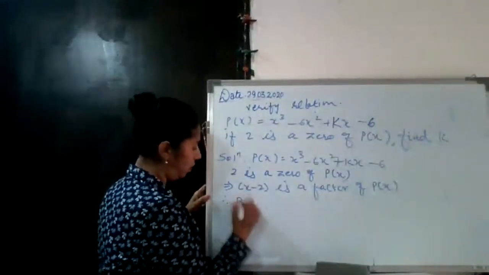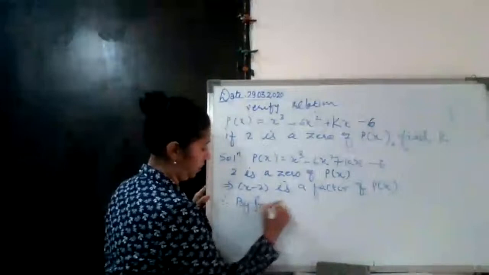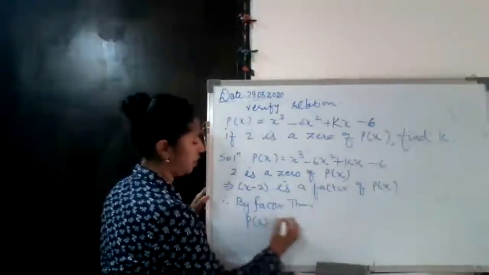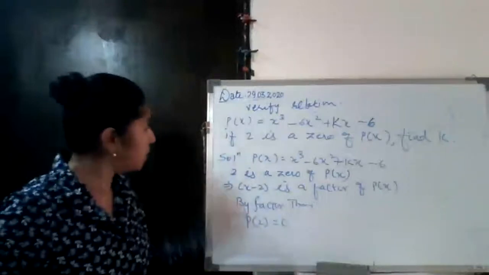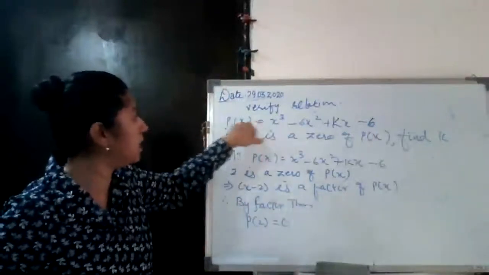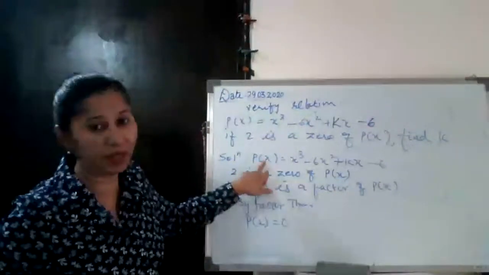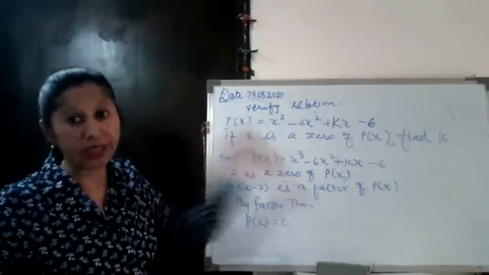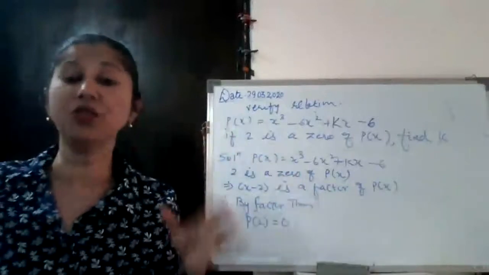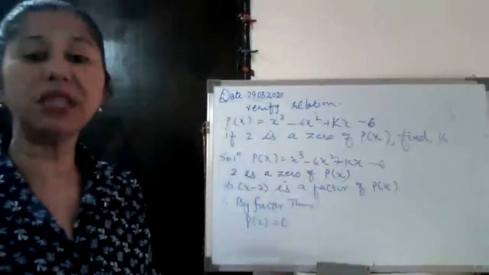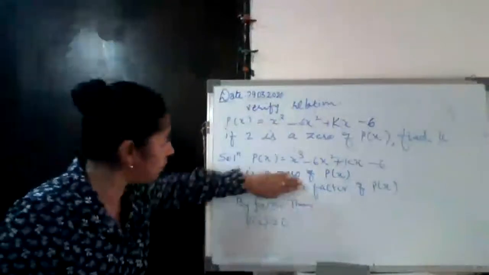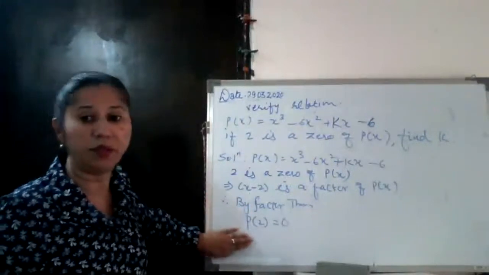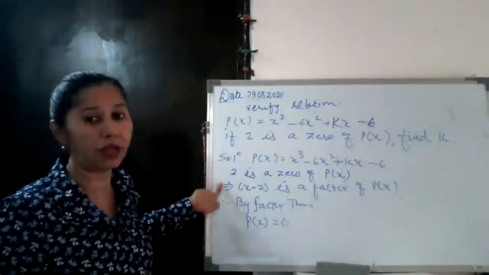And therefore, by factor theorem, what do we know? P of 2 is 0. So now, when you substitute, wherever the value of x is, it is substituted by 2. Yes, it is not remainder theorem, it is factor theorem because we know that it is a 0. So you could skip this line also. It's a 0 and hence you can say by factor theorem P of 2 is 0.